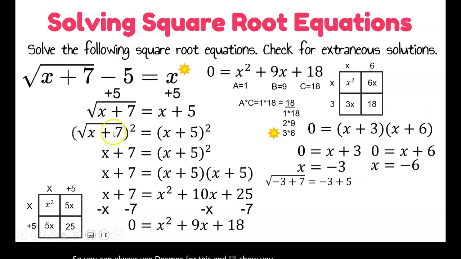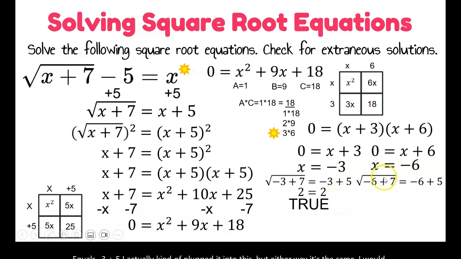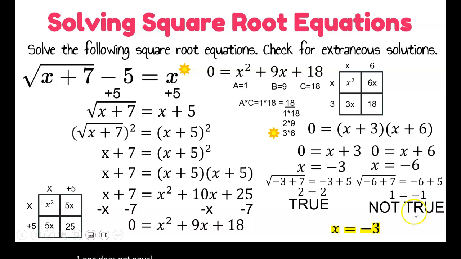But if I plug back negative 3 for where x was in this equation, and I check negative 3 plus 7, okay, equals negative 3 plus 5. I actually kind of plugged it into this, but either way, it's the same. I would get that 2 on this side, and I would get a 2 on this side. 2 does equal 2. Hooray, that's true. When I plug negative 6 back in, though, negative 6 plus 7 is 1. The square root of 1 is 1. But then I get that negative 6 plus 5 is negative 1. 1 does not equal negative 1. So my only true answer is x equals negative 3. There's only one.